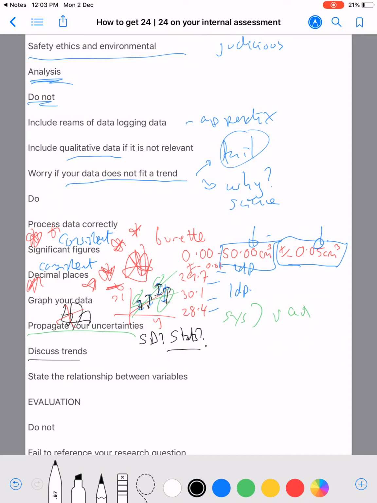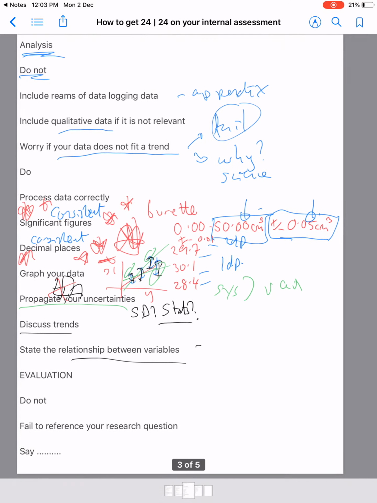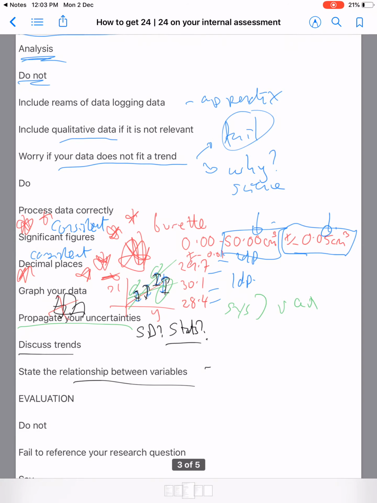Discuss your trend. With increasing X, what happened to Y? Or with decreasing X, what happened to Y? What's the relationship between the variables? Is it a scientific relationship? I sincerely hope it isn't. If not, did you change your method and come up with a scientific relationship?